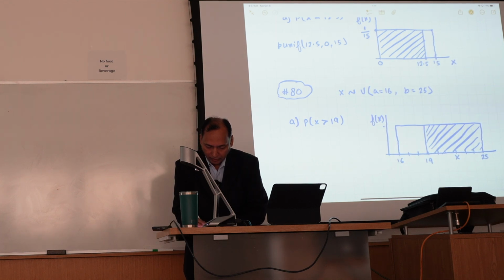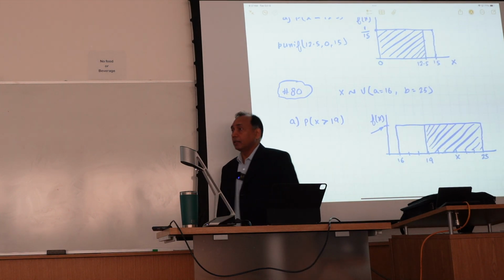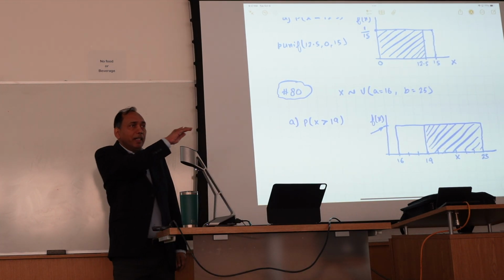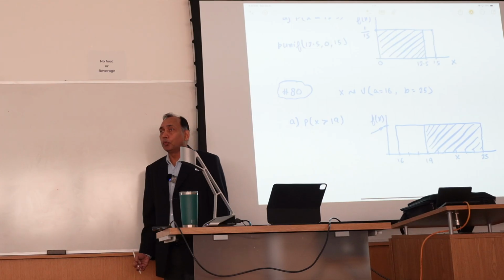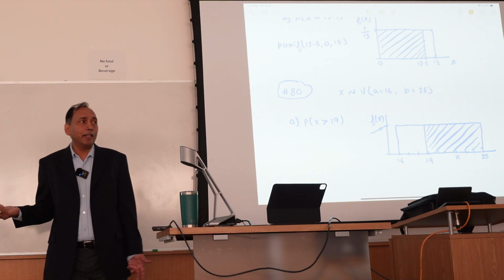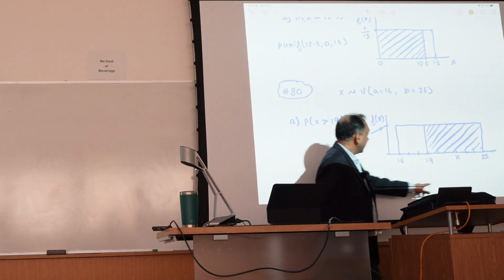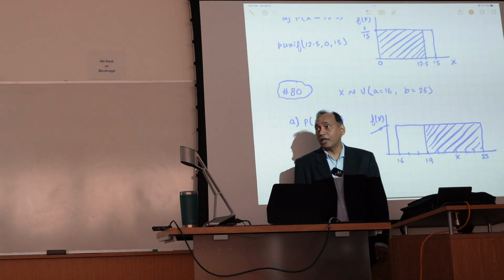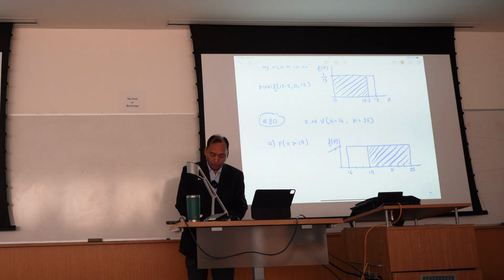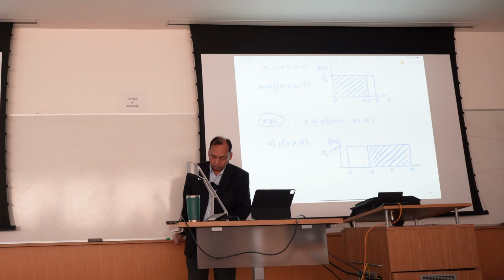Now how much is this value? This line here, what is that number which remains the same between 16 and 25? 1 divided by b minus a. So this number is 1 divided by b minus a. So 25 minus 16 is how much? 9, right? So this is 1 divided by 9.